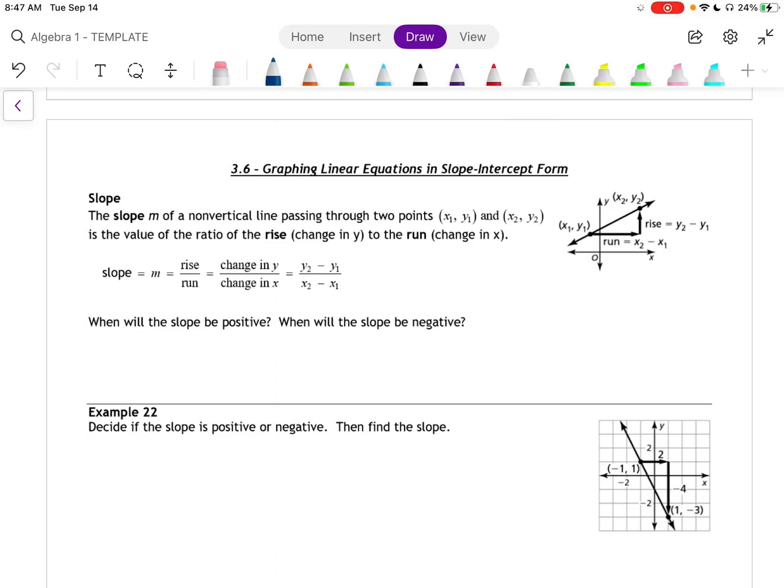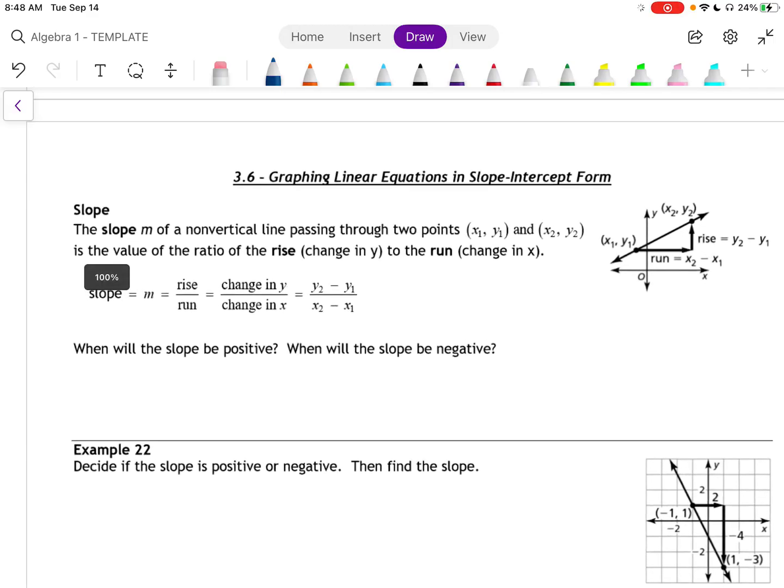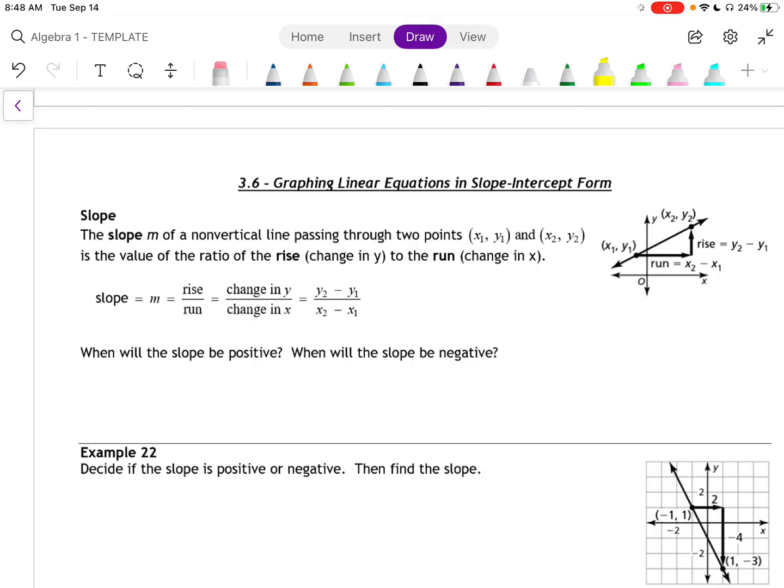All right, 3.6, graphing linear equations in slope-intercept form. So starting off, we have slope. Slope is a big deal. We want to know what slope is. Slope, the variable that's almost always used for slope, is m.